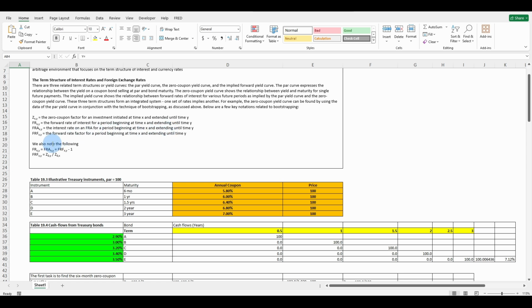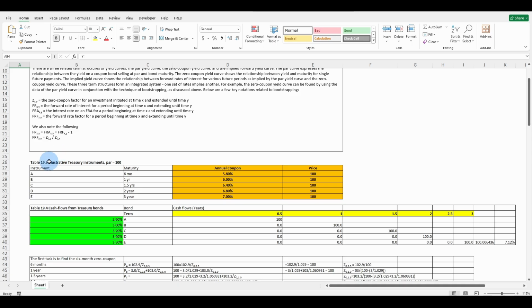We also note the following. FR of X of Y is equal to FRA X of Y, which equals FRF X of Y minus 1. FRF X of Y is equal to Z0 of Y divided by Z0 of X.